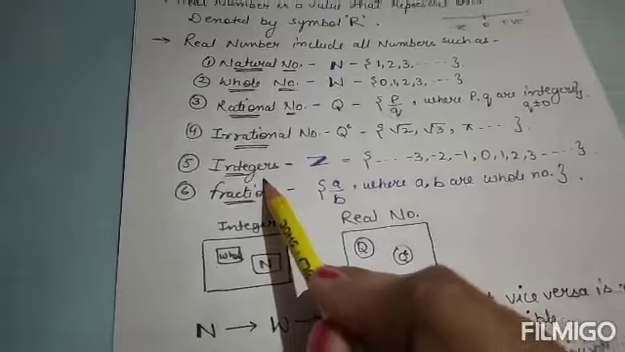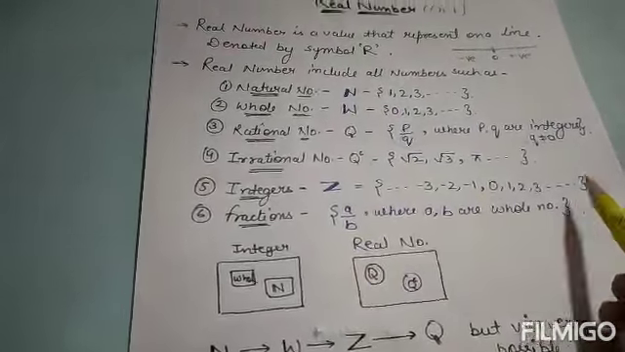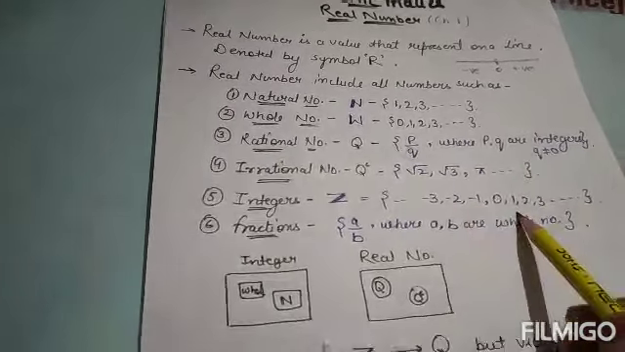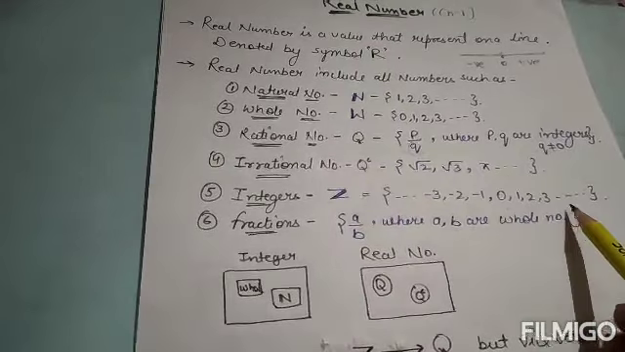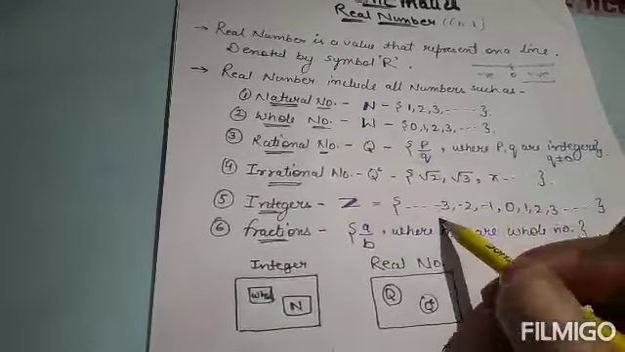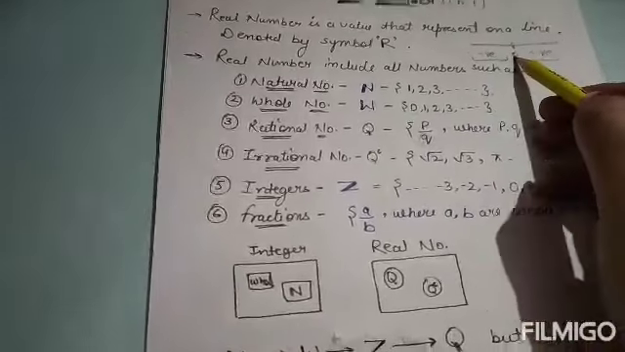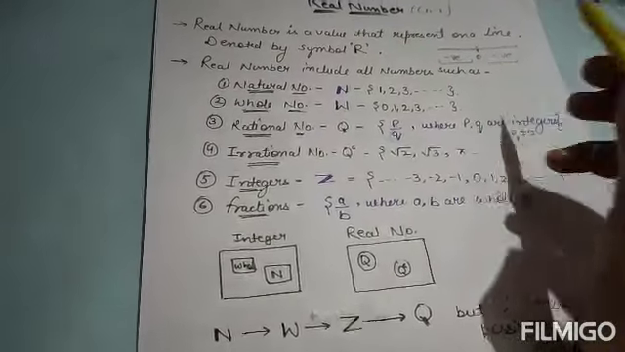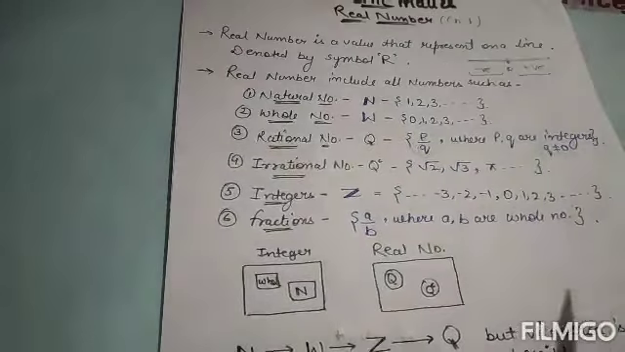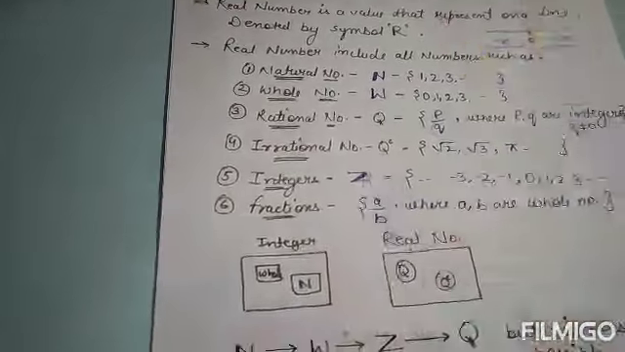Next, integers. Integers include all the positive numbers, 0 and all the negative numbers. Positive numbers are always on the right side of a number line like this, and negative numbers are always on the left side of a number line. 0 is neither positive nor negative, but it is an integer, neither a natural number nor a negative number.